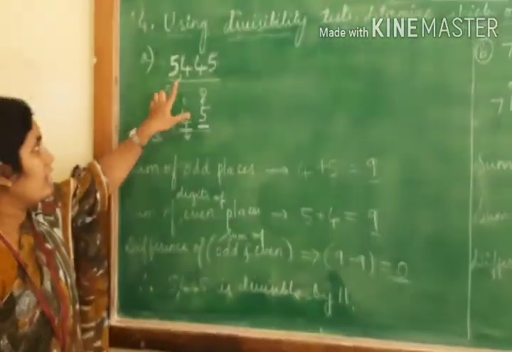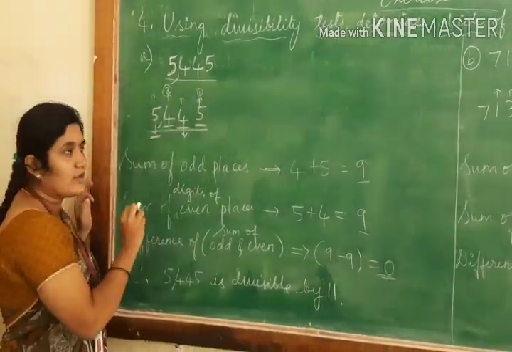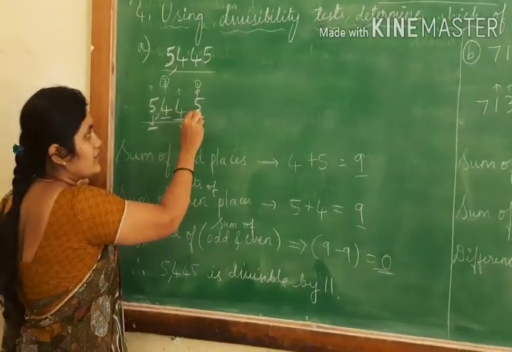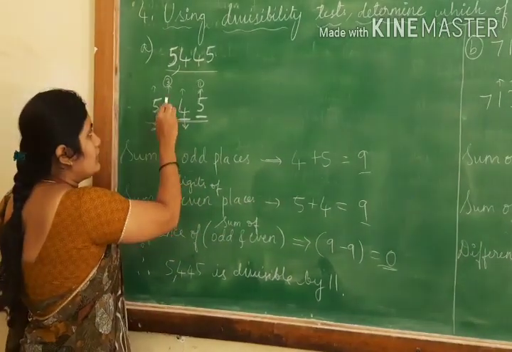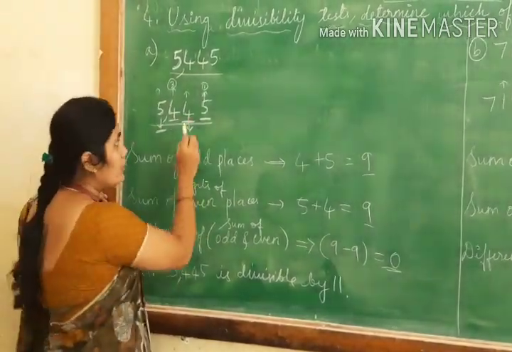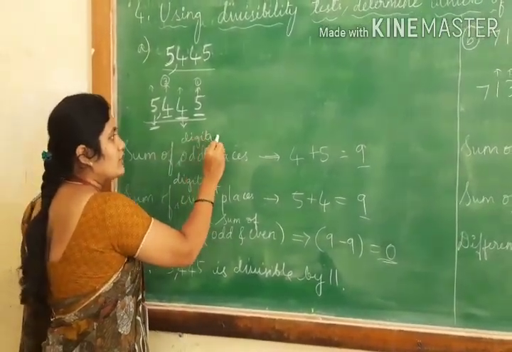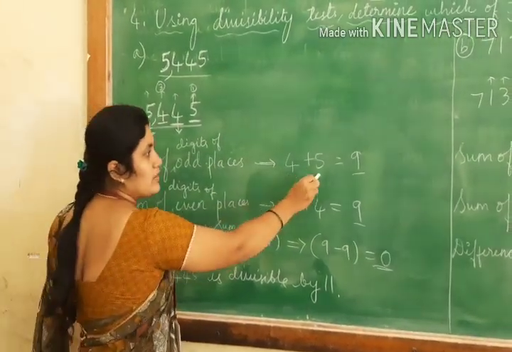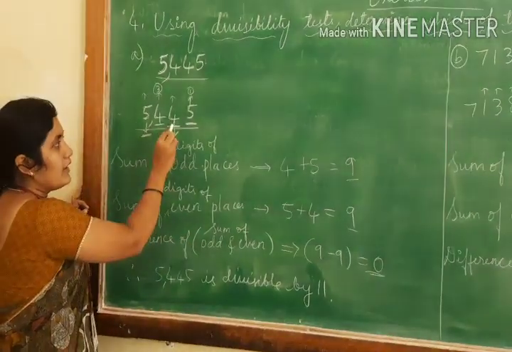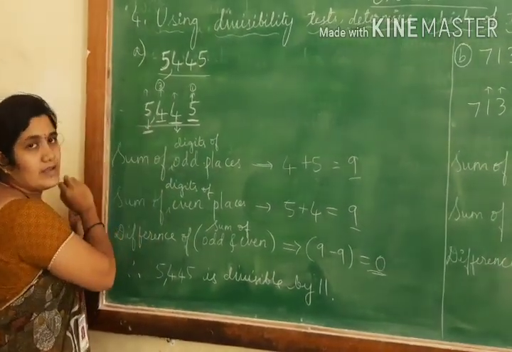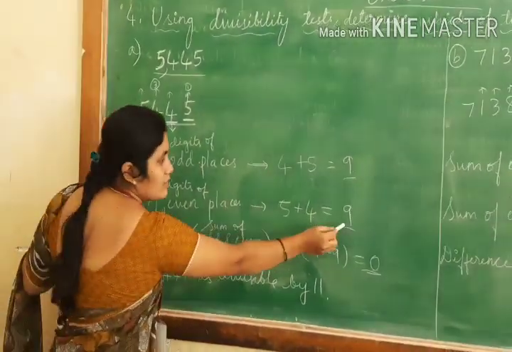Let me repeat it. The given number is 5445. Now let me consider the number and mark the digits which are in odd places, that is first place and third place. In ones place we have 5 and in third, that is hundreds place, we have 4. So let me add the numbers. Sum of the digits of odd places, that is 4 plus 5 gives you 9. Now the sum of digits at even places, that is second place, tens place, and fourth place, thousands place. 5 plus 4, that is 9.